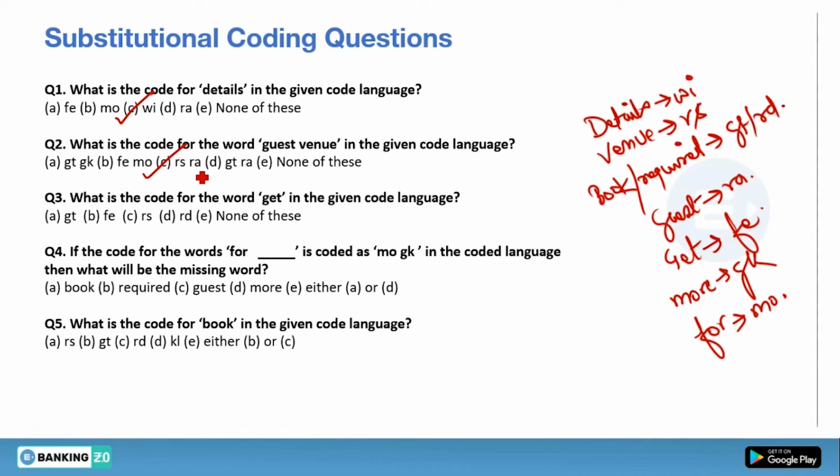It is a very important point which I am telling you right now: if the codes are in shuffled format, that answer has to be considered correct. Why? Because the code is common.